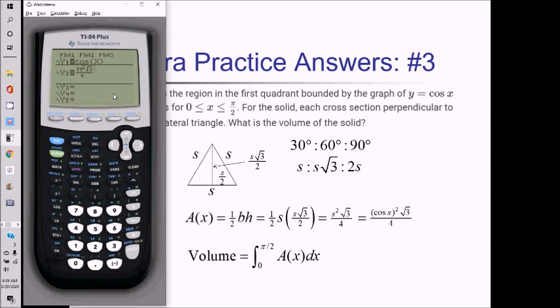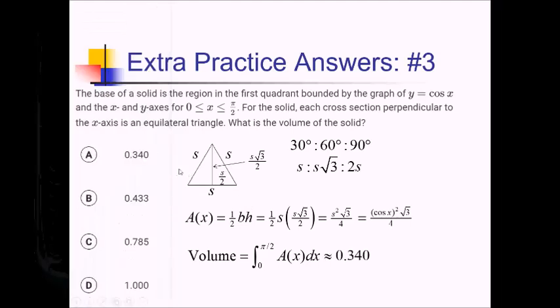There we go. And now let me just quit out of there and do an integral. So math 9, integral from 0 to pi over 2. And we're doing just alpha trace y2 now, because that's where I stored my A function, dx, and all this comes out to 0.340. So that gives me answer choice A.